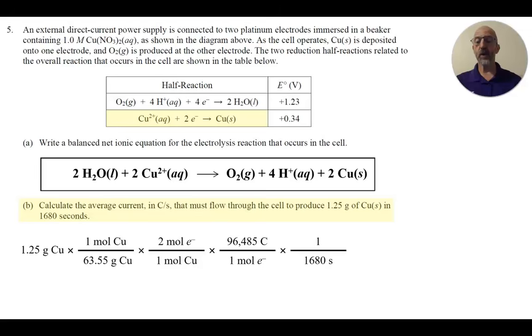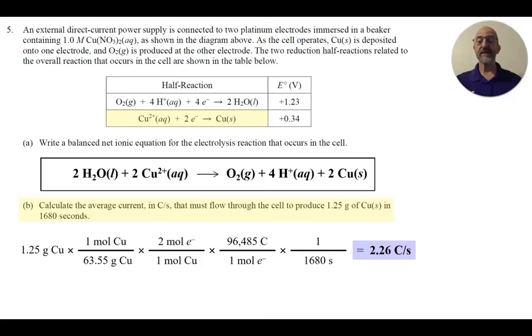So it's going to be 1.25 divided by 63.55 times 2 times 96,485, and then finally divided by 1,680. So the answer to part B of question 5 is 2.26 coulombs per second. You also could write 2.26 amps, but amps and coulombs per second, those are equivalent units. So there's my answer to part B of question 5.